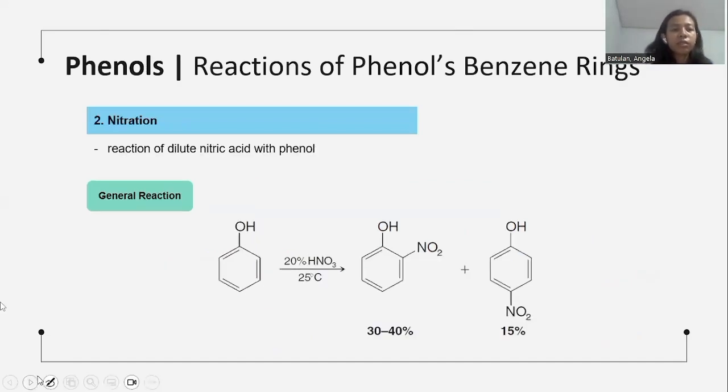The second is nitration, which is reaction of dilute nitric acid with phenol. Parang mixture of products ang mabubuo dito. Meron tayong ortho, tapos para. They can be separated by steam distillation, pero yung ortho, more volatile because of intramolecular H bonding. Pwede siyang mag-form ng hydrogen bonds dito. Tapos, yung para-nitrophenol naman less volatile kasi intermolecular H bonding na yung kaya niyang ma-form.